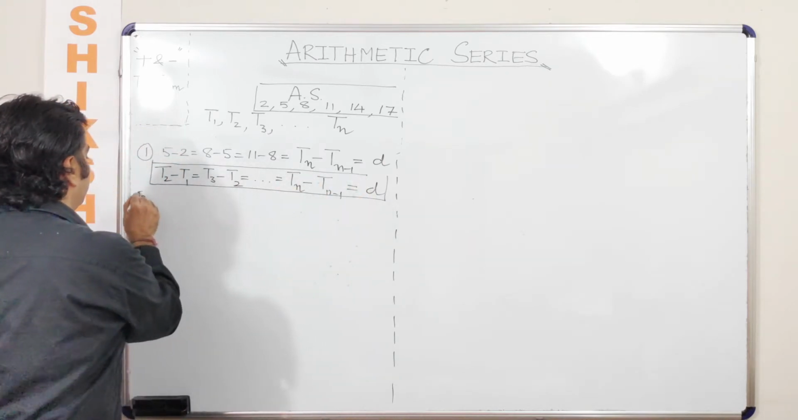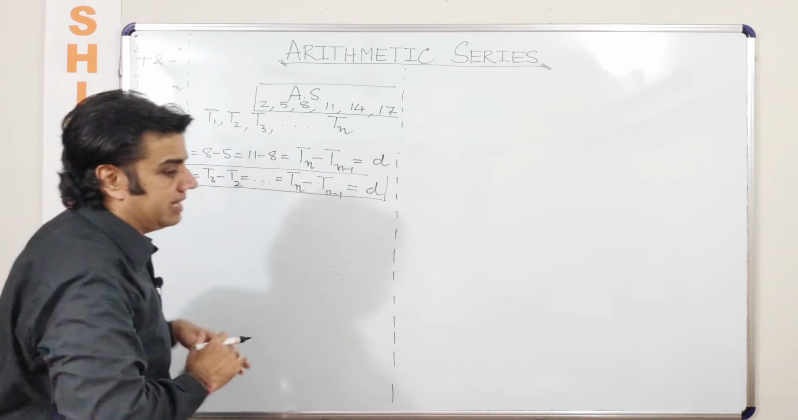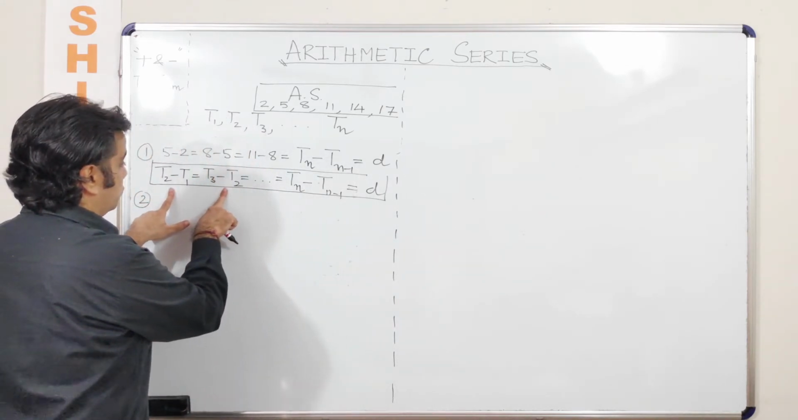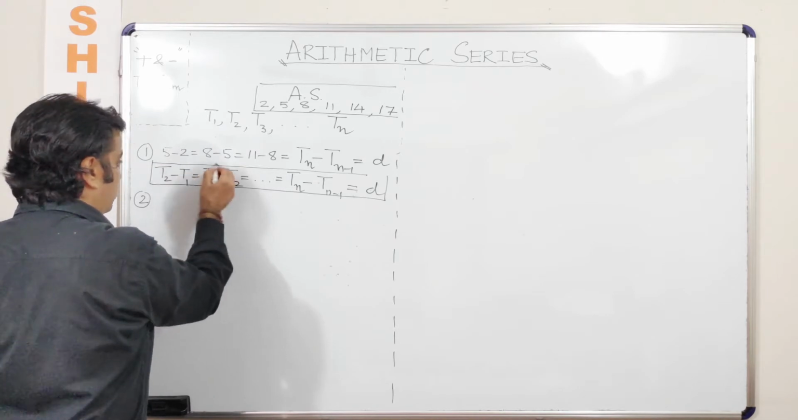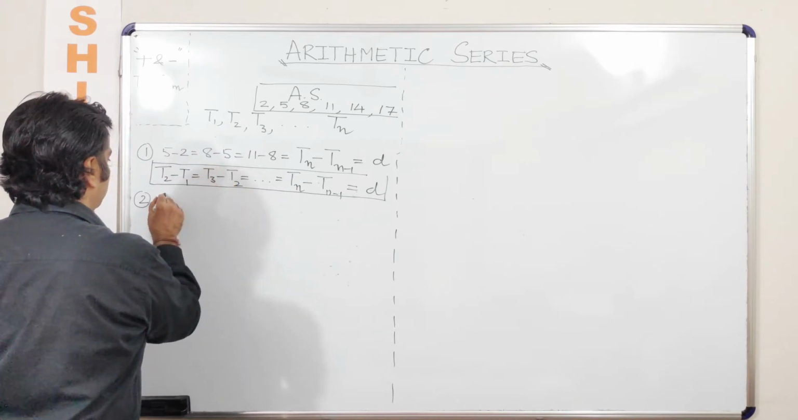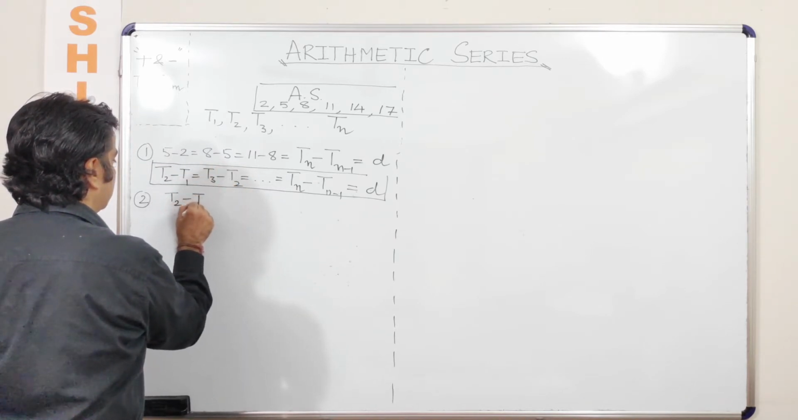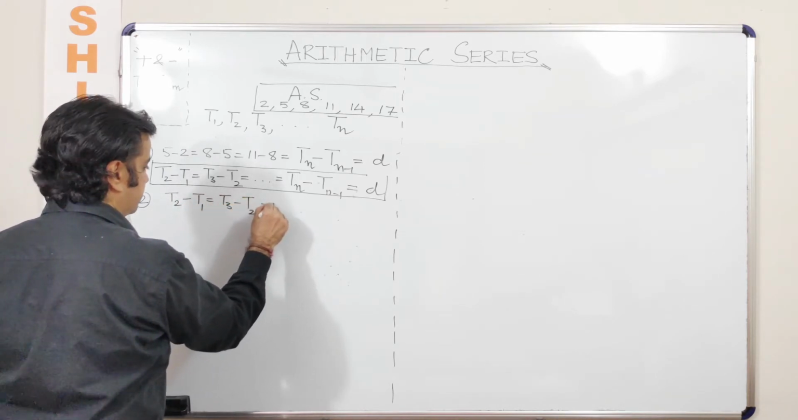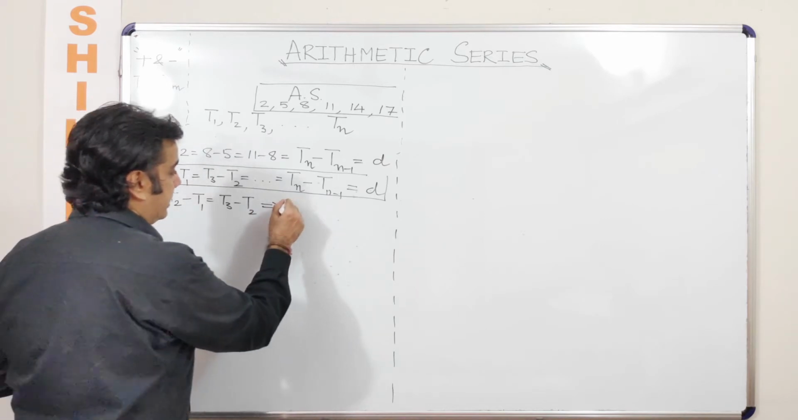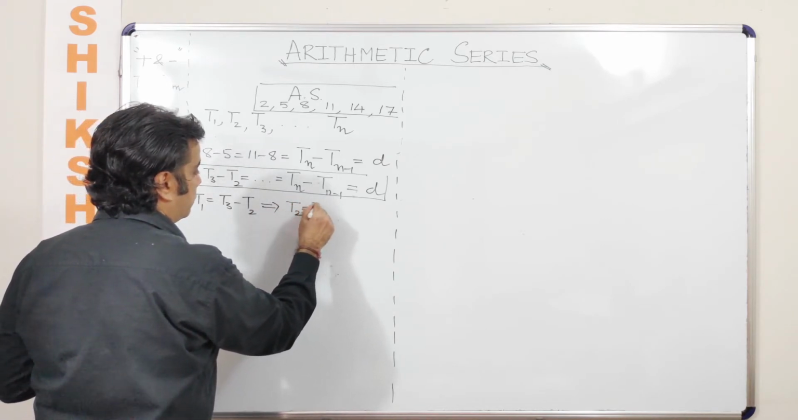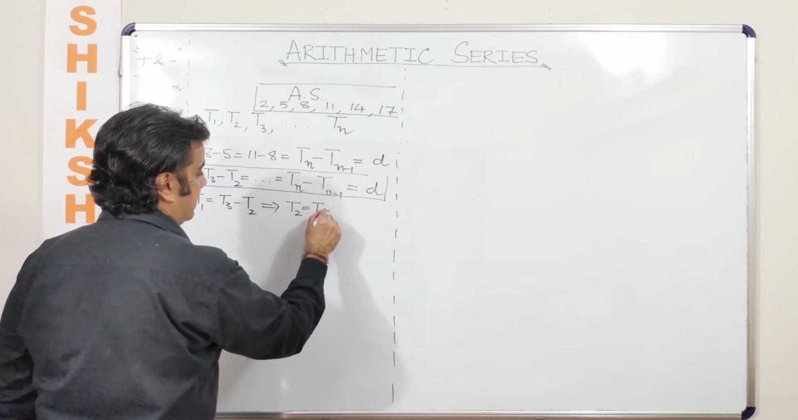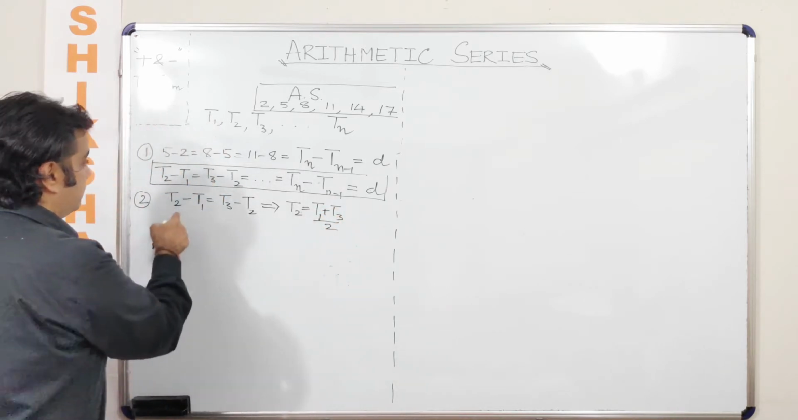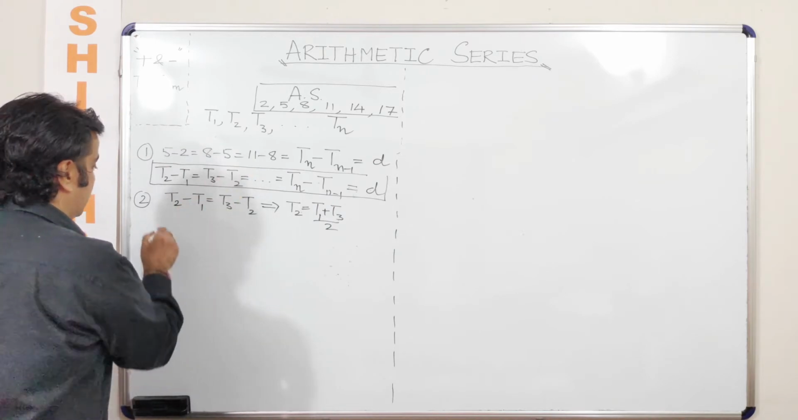Now the second property which comes from here itself, so let us say I choose only the first two expressions. That means what I'm trying to say here is T2 minus T1 is equal to T3 minus T2. So what do I get from here? I get T2 is equal to (T1 plus T3) by 2. Right? If I would have chosen the other terms from there, I'll get what?